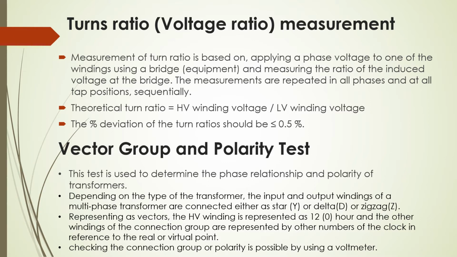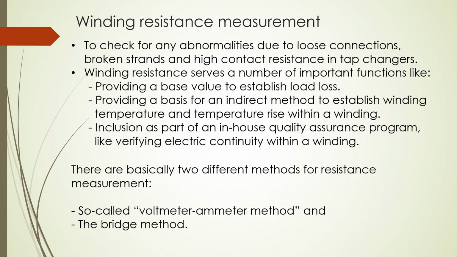Vector group and polarity test. This test is used to determine the phase relationship and polarity of transformers. Depending on the type of transformer, the input and output windings of multi-phase transformers are connected either in star or delta or zigzag. Represented as vectors, the HV winding is represented as 12 o'clock and other windings of the connection group are represented by the other numbers of the clock in reference to the real or virtual point. Checking the connection group or polarity is possible by using a voltmeter.